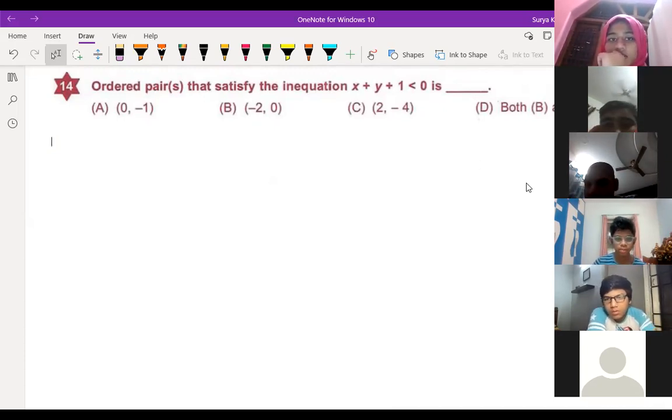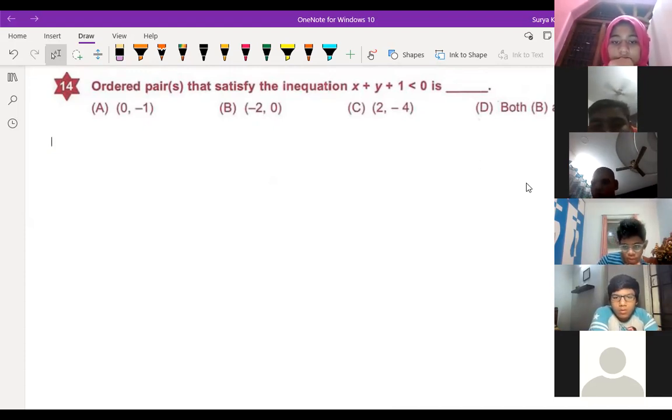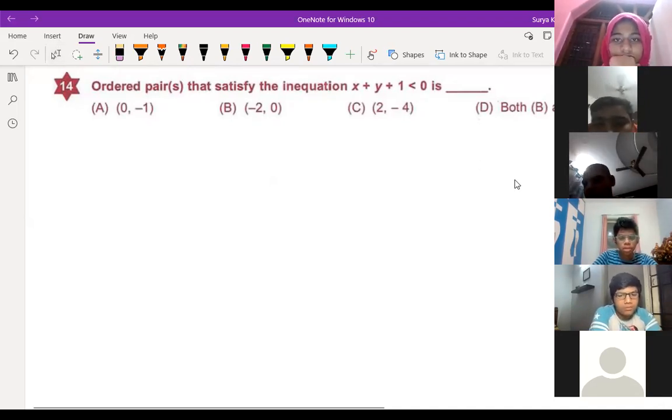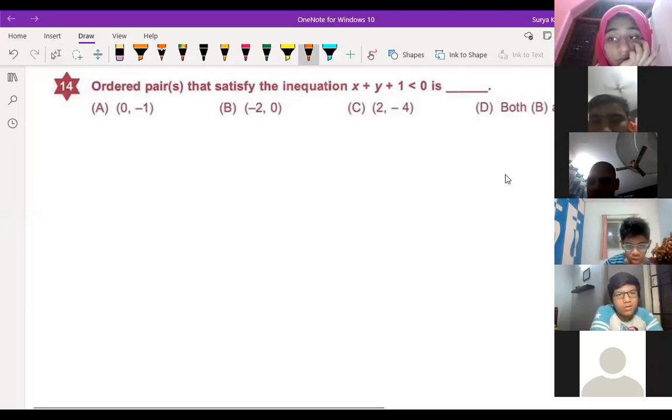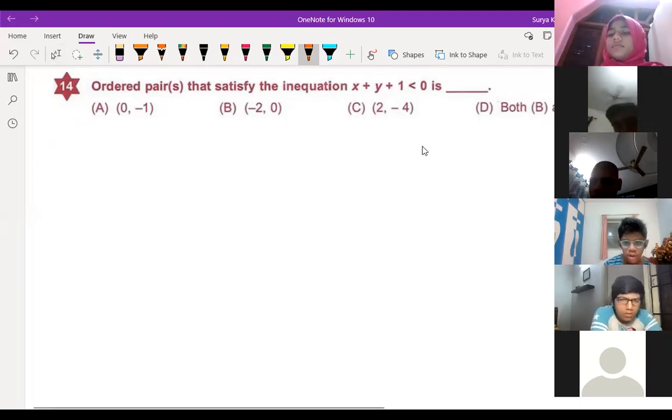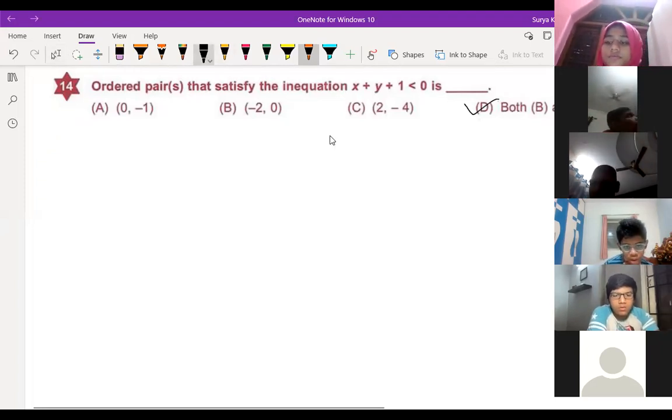2 minus 4, 2, 3. So both B and C, right? Option D, sir. Yes, sir. Option D, both B and C. It's clear to everyone? Yes, sir, it's easy only. Means B we are putting, then also we are getting. C we are putting, then also we are getting, right? Yes, sir.